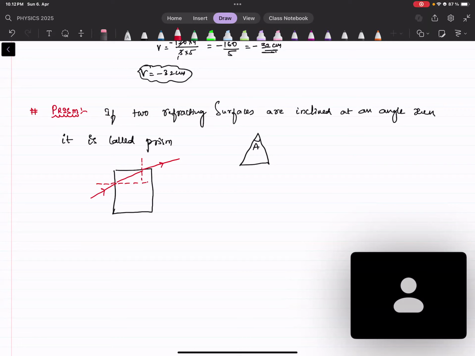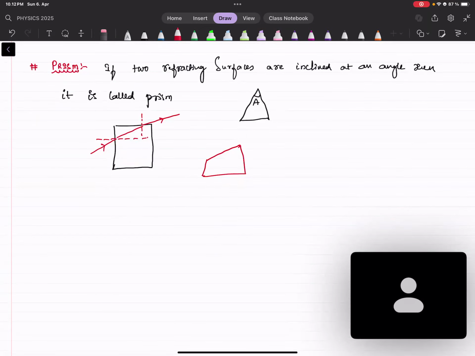Prism can be of any shape, beta. Like say, for example, if this is a prism right now for me, this is also a prism. But provided there should be a certain angle between the two plane surfaces. That is the only condition for us. Am I clear?